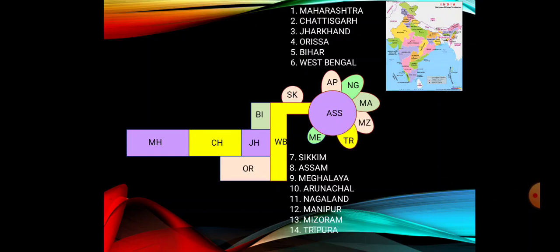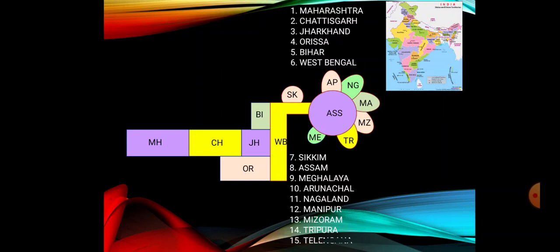So in this way we can draw all the northeastern states, and the main point to be noted is that the northeastern states are like a flower. The central part of it is Assam, and the remaining northeastern states are like petals to the state of Assam, and West Bengal is the stem of the flower.